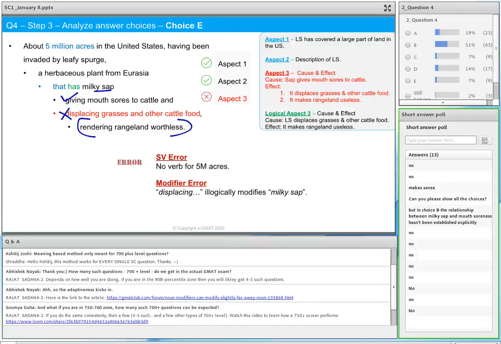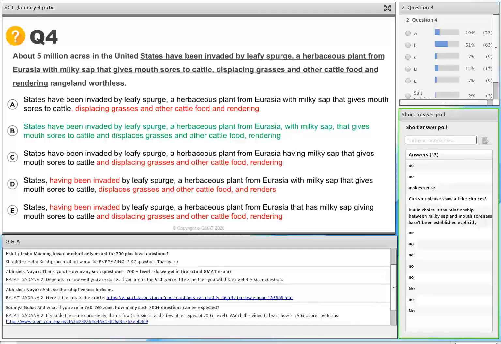It's not really connecting to anything in this sentence. Okay, so looking at everything, we conclusively say that choice B indeed is the correct answer.